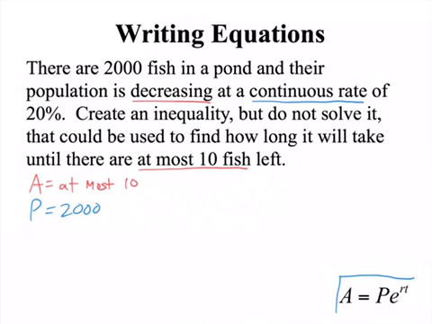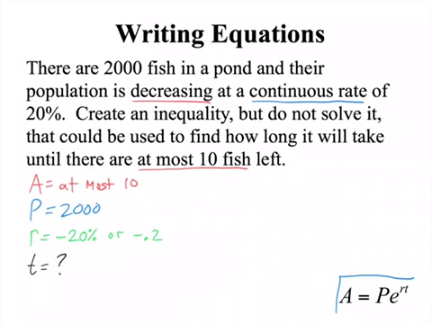The reason I put the word at most is because that's going to be important for the inequality. So I thought I'd write that. Next, we have R sitting right there. R is a decrease of 20%. So can I put negative 20%? And if we write that as a decimal, can I write that as negative 0.2? All right, and do we know the time frame? Wait, no, that's what we want to know. Isn't that what it's asking for?